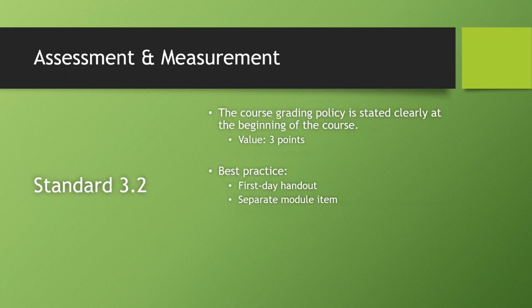Standard 3.2, the course grading policy is stated clearly at the beginning of the course, and this is a 3-point value. So for best practice, you could put this in your first day handout, or if you wanted to in your orientation session or your first module, you can have a separate module item just for your grading document. That way it's easily accessible for students to get to so that they don't have to go through the first day handout to look for all the grading information.